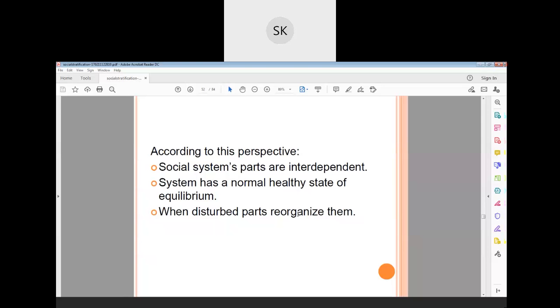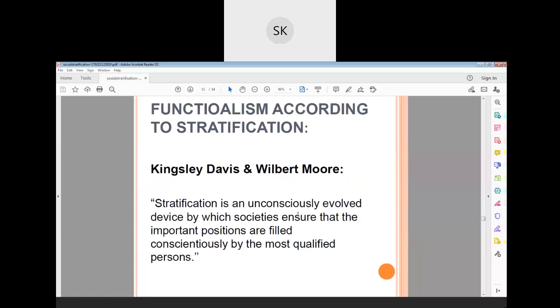Under the caste system, for example, we have Kshatriya, Vaishya, Brahmins, these different castes. Within them a class system comes: among these castes, some are high income people, some lower income, some middle income. This is the interdependent social system. The system also has a normal healthy state of equilibrium. Equilibrium means a normal healthy state, where some balance is maintained at each level. This is according to Emile Durkheim: when parts are disturbed, they can be reorganized by themselves because there is support for them.